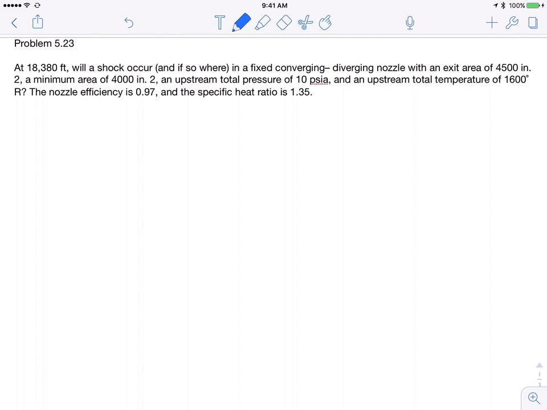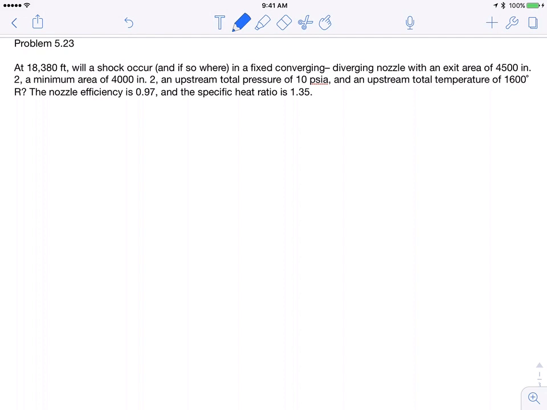Our first challenge will be figuring out which flow regime we're in, whether the flow stays subsonic throughout the entire converging diverging nozzle, whether it accelerates to the sonic condition at the throat of the nozzle and then continues accelerating in the diverging section to the supersonic case, or whether there is a normal shock somewhere in the nozzle or at the exit, and then whether there could be oblique shocks or expansion waves at the exit. So in order to figure this out, we need to determine our boundary cases.